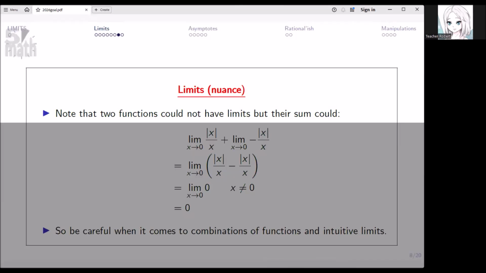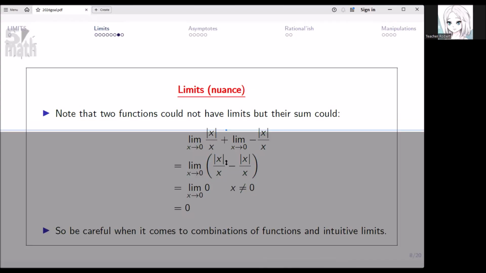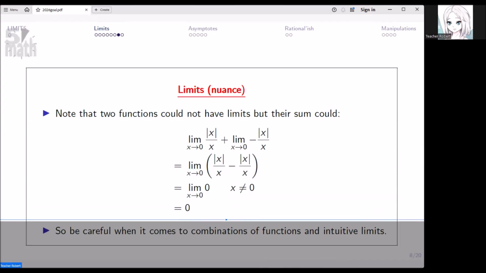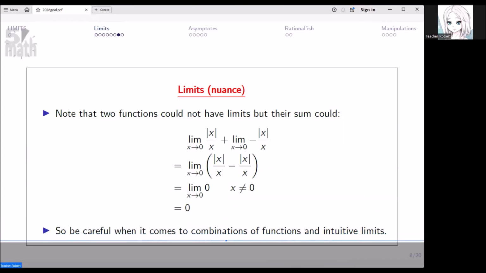Limits. Nuance. Note that two functions could not have limits, but their sum could. For example, here. So be careful when it comes to combinations of functions and intuitive limits.